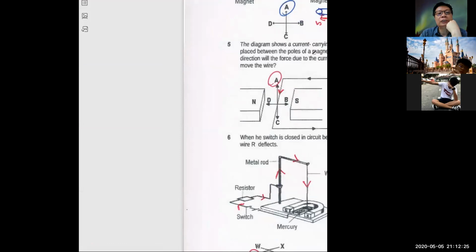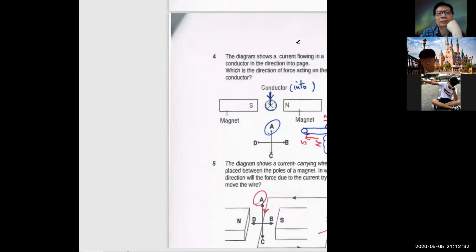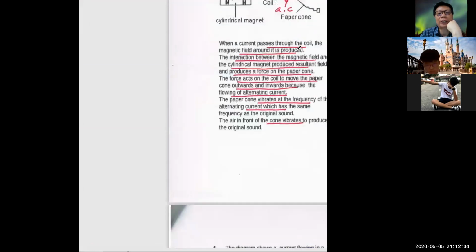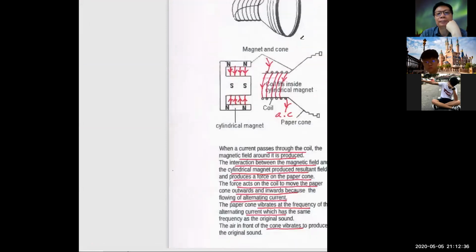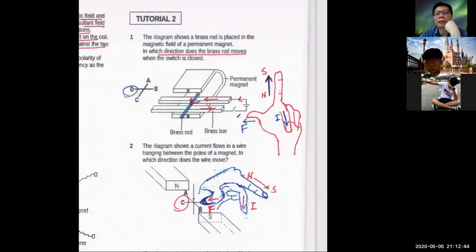Okay. Can you look at your objective question now? Objective question, just look at your objective question, okay? We try some question first. Question number 1. See how to get the answer. You look at this question. How do you put your hand? How to find the answer? Question number 1.